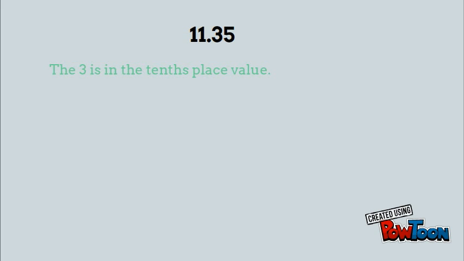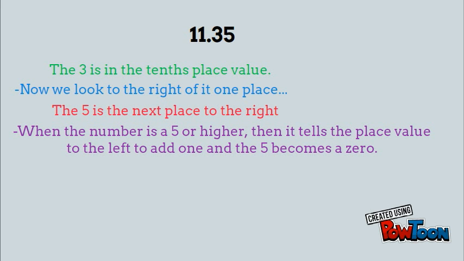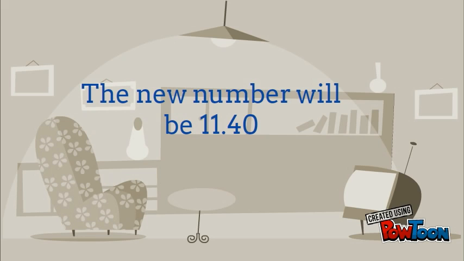Our number is 11.35. The 3 is in the tenths place value. Now we look to the right of it one place. The 5 is the next place to the right. When a number is 5 or higher, then it tells the place value to the left to add 1 and the 5 becomes a 0. Our new number will become 11.40, as you can see on the screen.